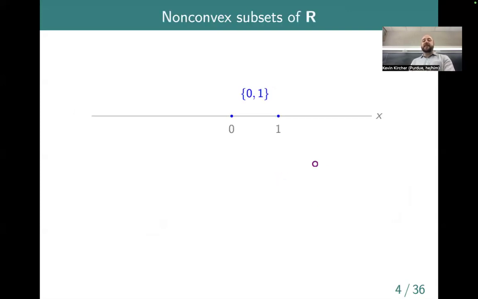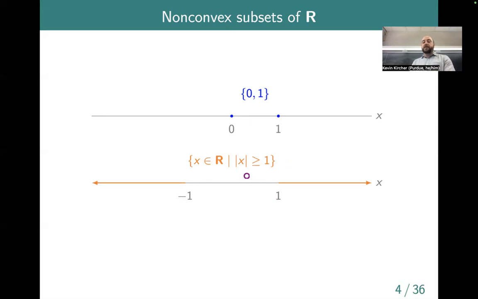Let's think of some simple examples in R, which is just the real line, the one-dimensional space of real numbers. So one example of a non-convex set would be 2 points, the points 0 and 1, for example. So even though this is a super simple set, if we drew a line between 0 and 1, there would be lots of stuff on that line that's neither at the point 0 nor at the point 1. So non-convex.